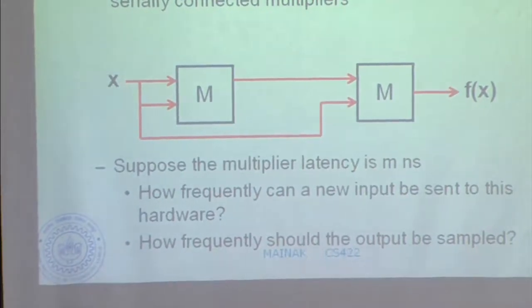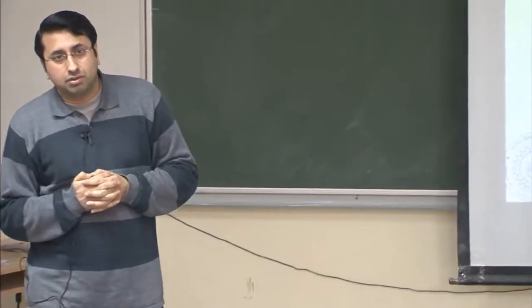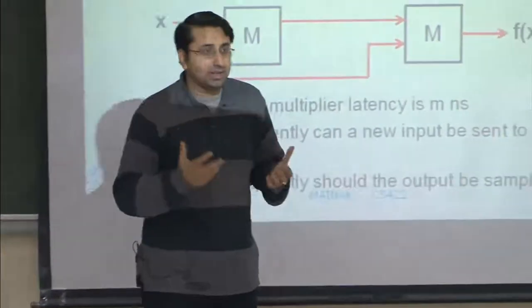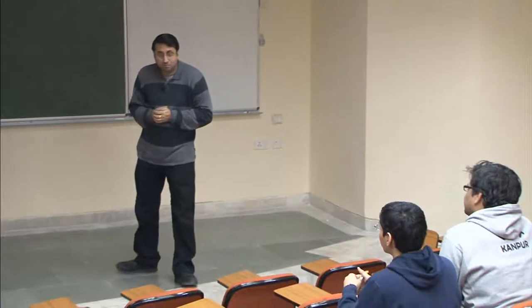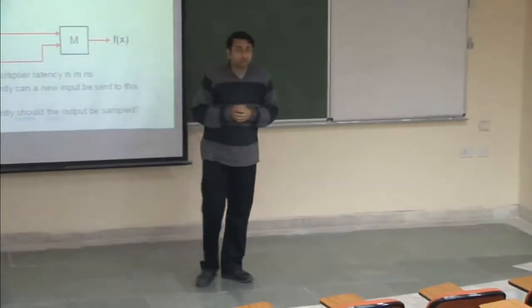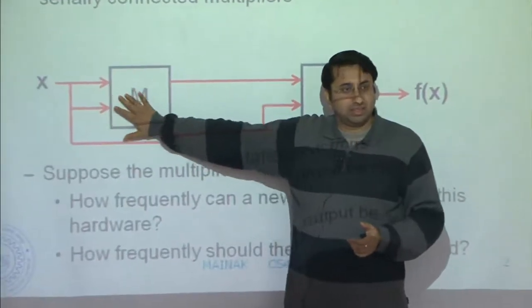So what happens if I provide input at a faster rate? So suppose I give x, and after less than 2m nanosecond, I provide the second x. What will happen? What do you think? What is going to happen? Incorrect result. Incorrect result? So what will be the result? Will it be something garbled? Or? It depends what are the registers within. No, so there is no register here, right? So this is a multiplier. It takes x, gives me x squared.